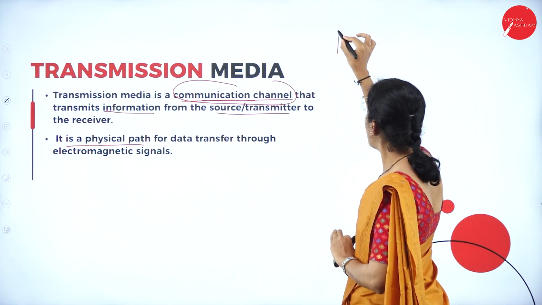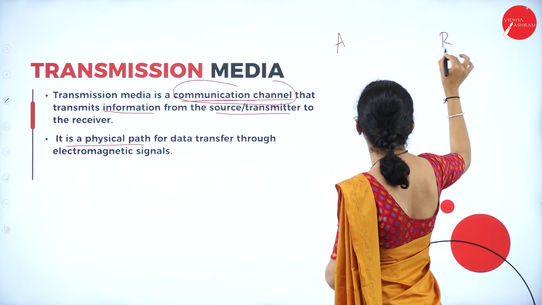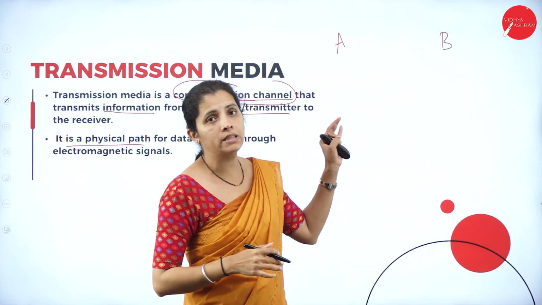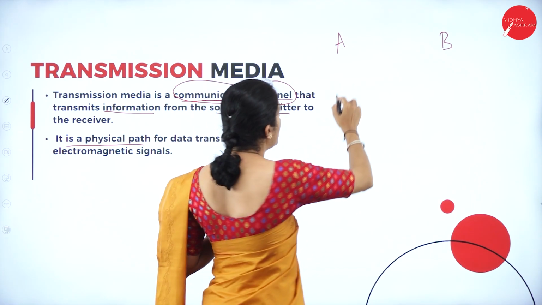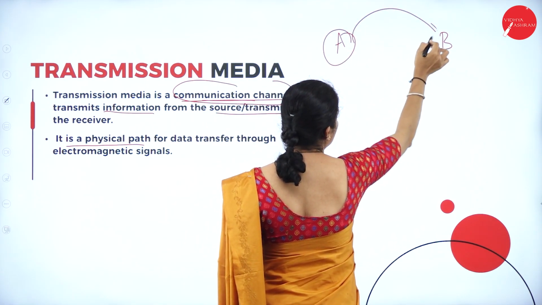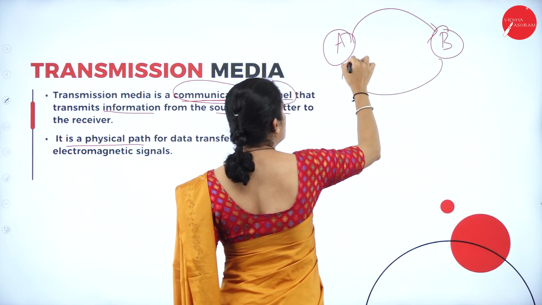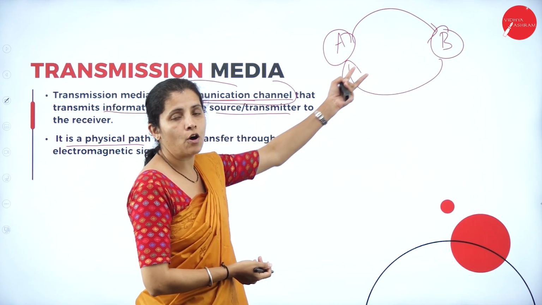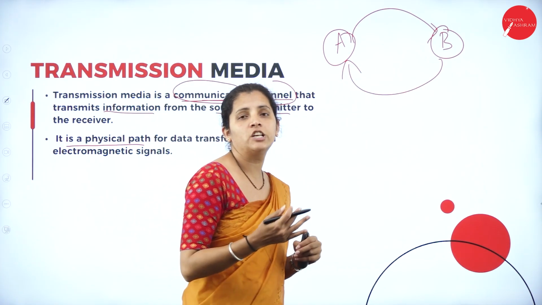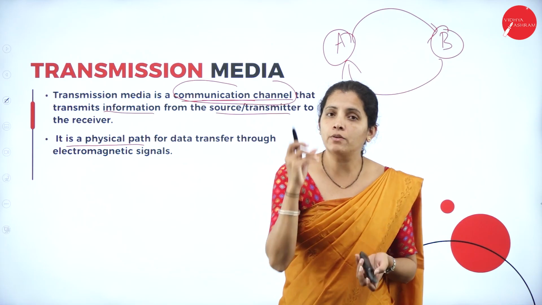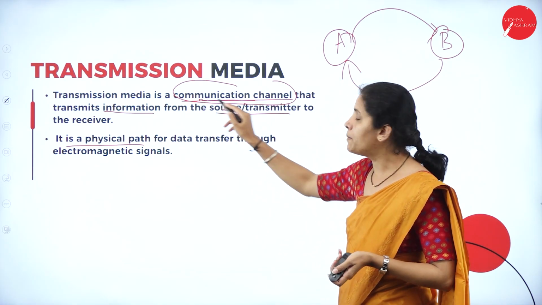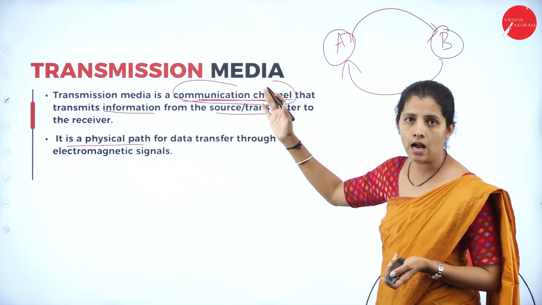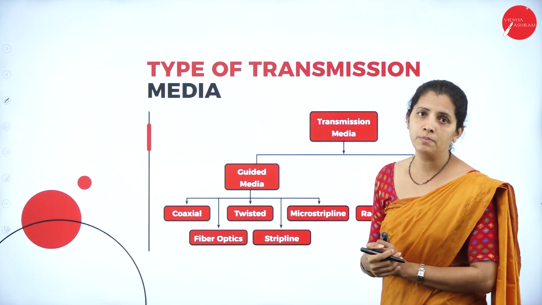Suppose, think that I have A and I have B. A is the sender and B is the receiver. Now A wants to send some data to B, at the same time B wants to send some data to A. Now both the devices or both the nodes want to communicate with each other. To communicate, we must require a communication channel, that is known as transmission media.